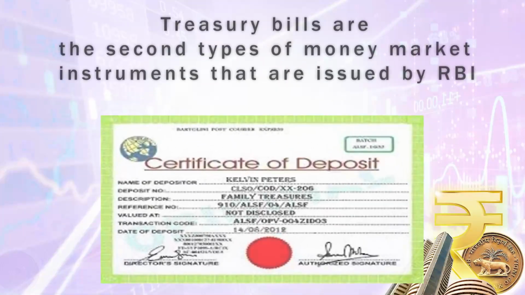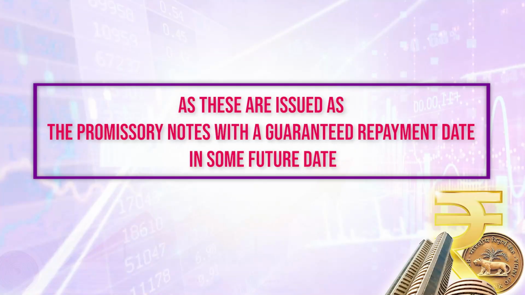Now, treasury bills are the second type of money market instruments that are issued by RBI, particularly at the time when the government suffers from liquidity constraints and fiscal deficits. Now, these are actually the primary short-term borrowing instruments with a maximum tenure of 364 days and with zero coupon rates. Now, as these are issued as promissory notes with a guaranteed repayment date in some future date.